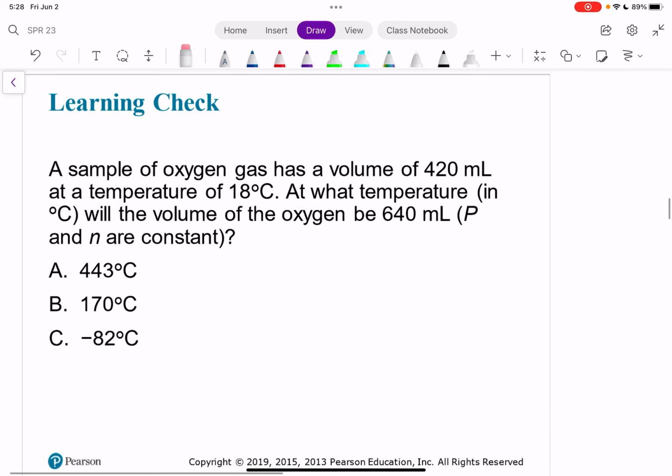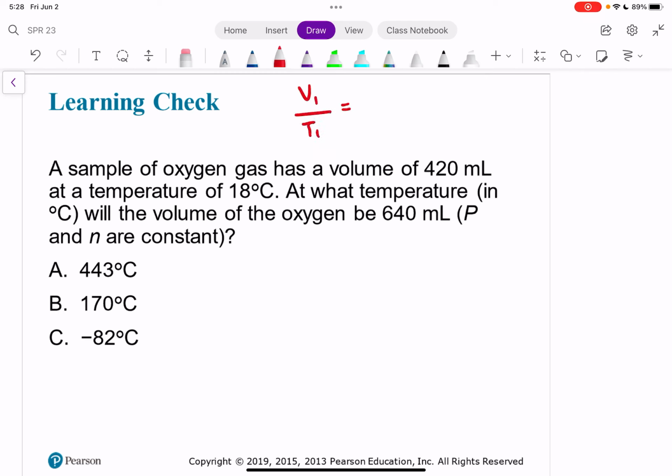All right, so let's go ahead and do a learning check. So again, you don't need to memorize these equations, so let me just write it here for you. We've got V1 over T1 equals V2 over T2. You will actually start to memorize these a little bit as you keep working with them.